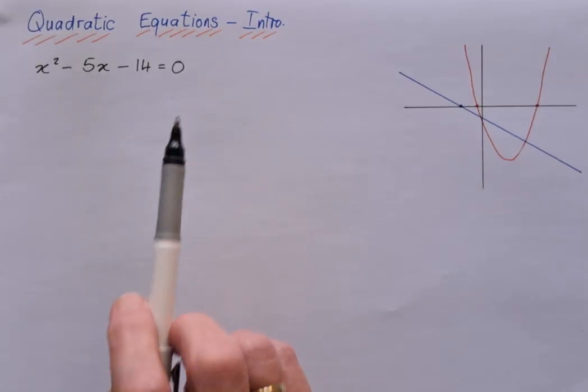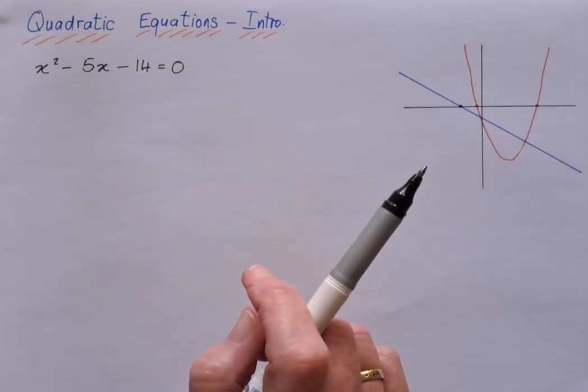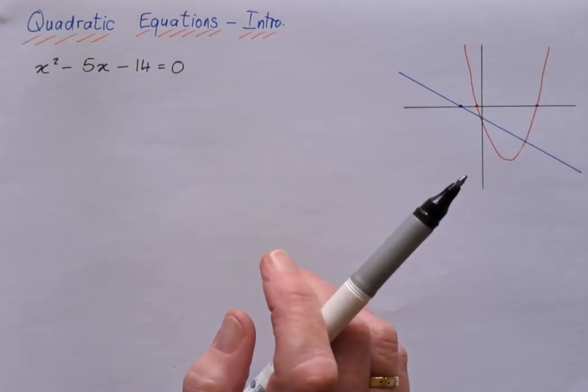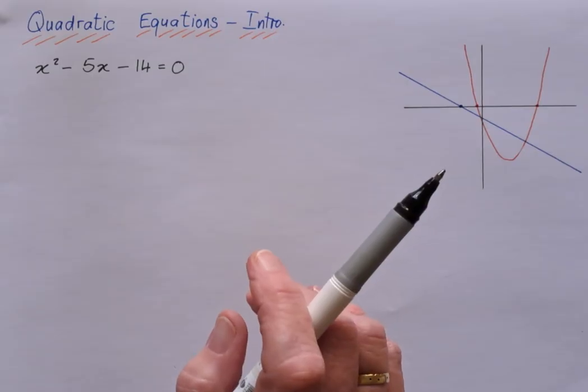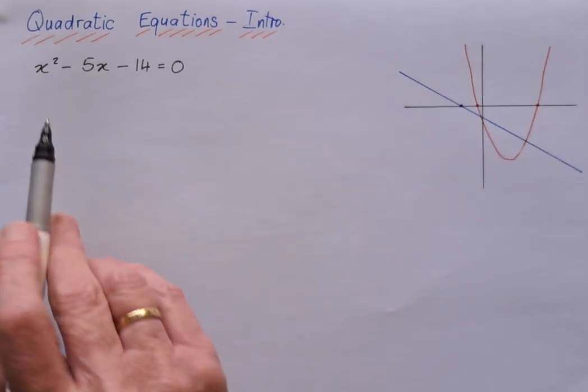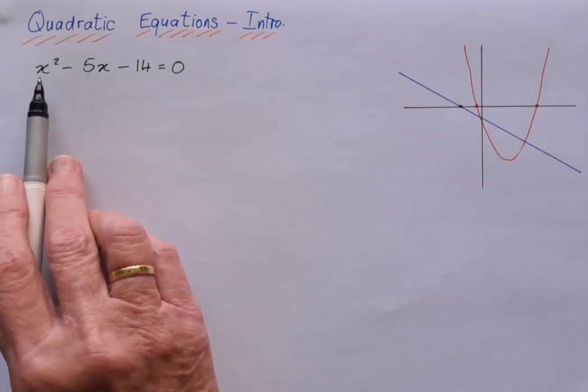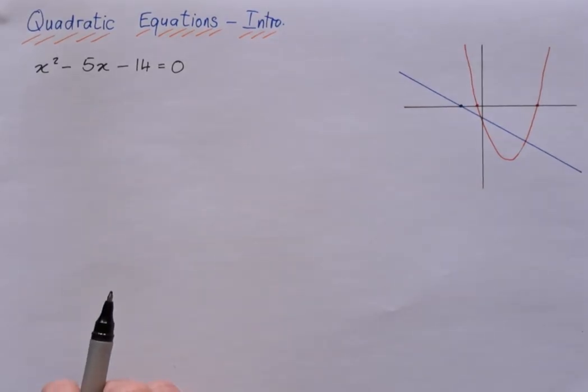So how do I recognize whether I'm dealing with a linear or a quadratic equation? And that's very important to know how to start off. Well, all our linear equations only had x to the power of 1. And here we've got x squared. So as soon as you've got an x squared term, you know that you're dealing with a quadratic equation.